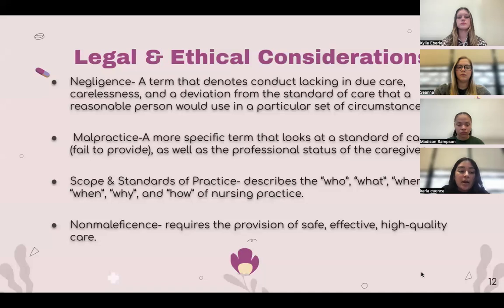Lastly, non-maleficence. I'm sorry, I can't really pronounce that word, but it's an ethical consideration. It's an ethical principle that says, do no harm. That means to always provide safe, effective, and high quality care.